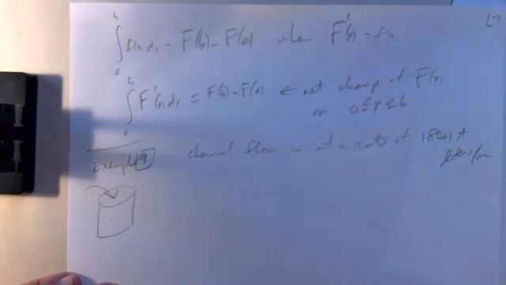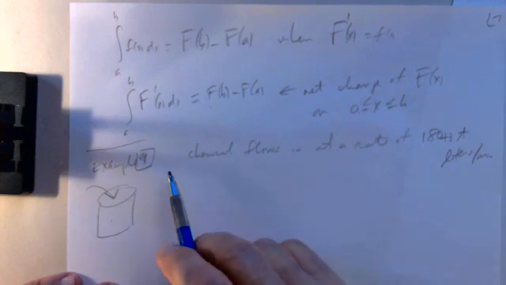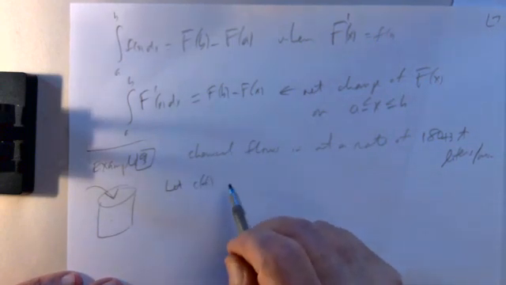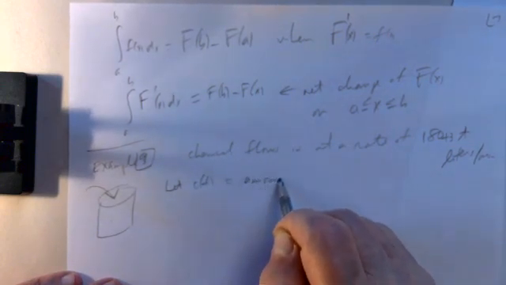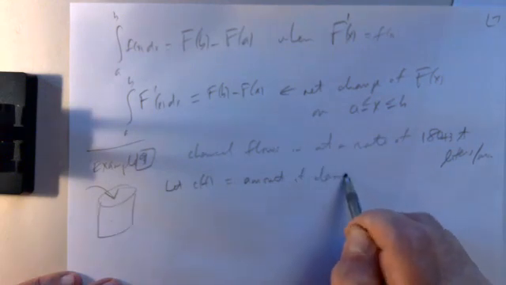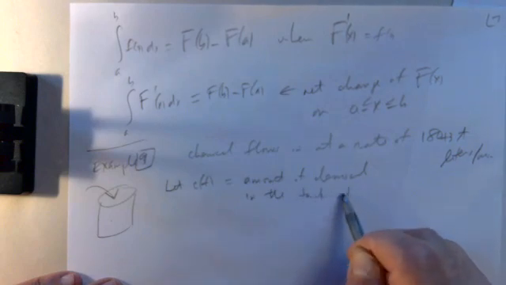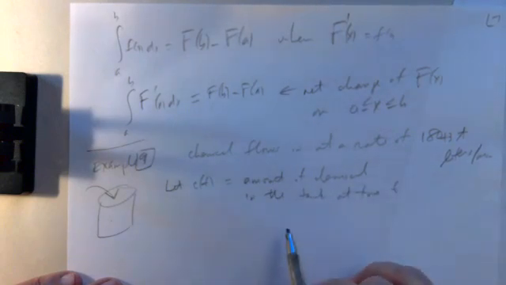Find the amount of chemical that flows into the tank in the first 20 minutes. So suppose we let C of t be equal to the amount of chemical in the tank at time t. And we want to figure out how much chemical has gone into the tank in the first 20 minutes. How much additional chemical? What's the increase?